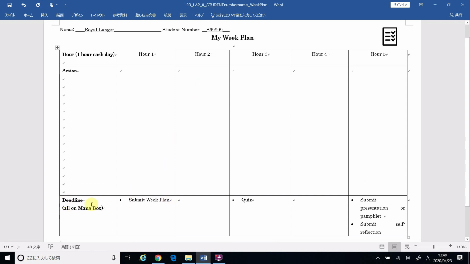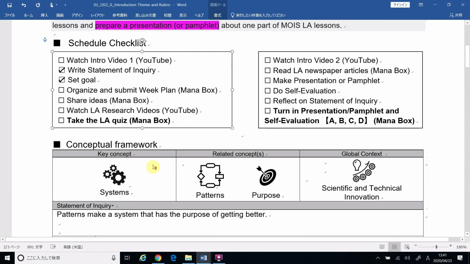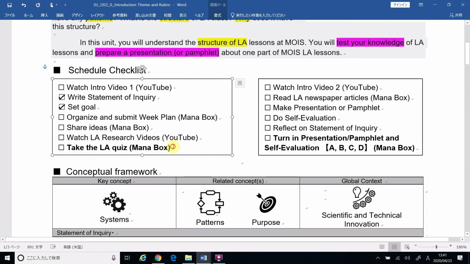Okay, let's look at the next deadline. I must finish the quiz by hour 3. Okay. So the quiz, let's look at the schedule. The quiz is right here. So that means I must finish all of these things before I can take the quiz. So I must share my ideas on Monobox and watch LA research videos on YouTube before I take the LA quiz. Okay.